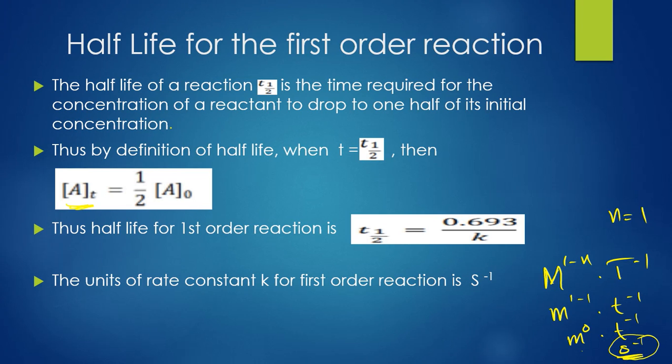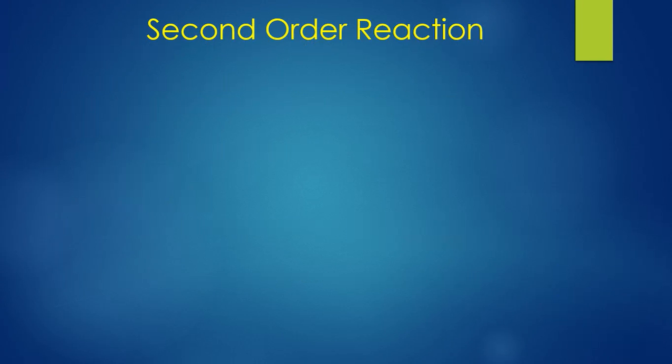So for the second order, if you want to come up with the units for the rate constant, use this. So for the second order, we're going to use 2 instead of 1. Hope it's clear there. Now let's do the second order, so that you can understand.